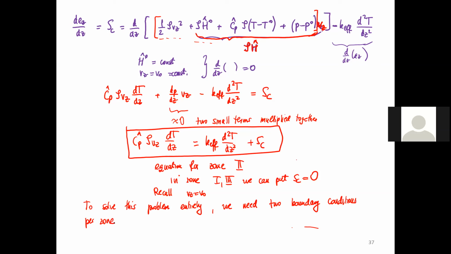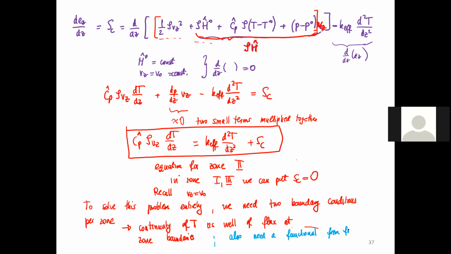So pressure is typically measured at the very ends of zone 1 and zone 3. And then we also always have continuity of temperature as well as of flux at zone boundaries. We also need a form for Sc. So that's something that needs to be given. Also need a functional form for Sc.